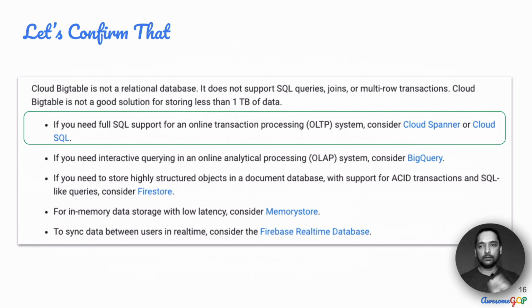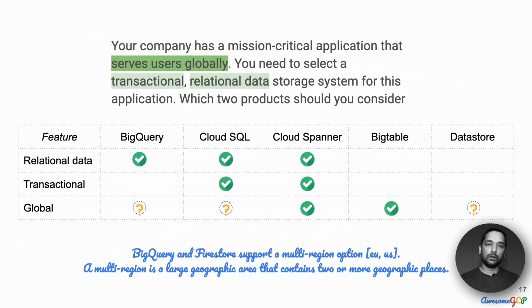In the green box, I've highlighted: if you need full SQL support for an online transaction processing system, consider Cloud Spanner or Cloud SQL. That's great. Those are the two that we have come to as the right choice for a transaction system. All right. The next one we need to consider is that our users are globally spread and we need to serve all of them.